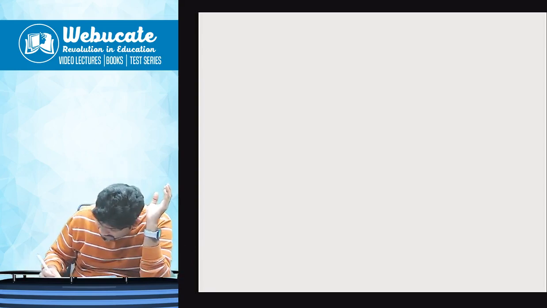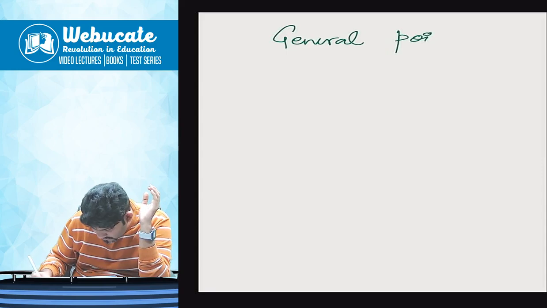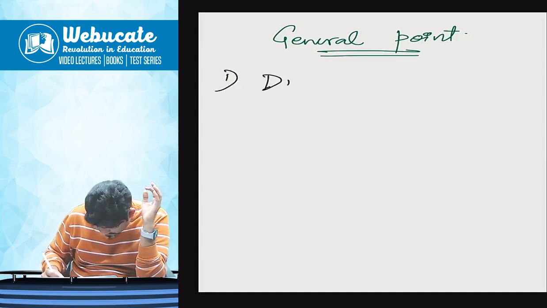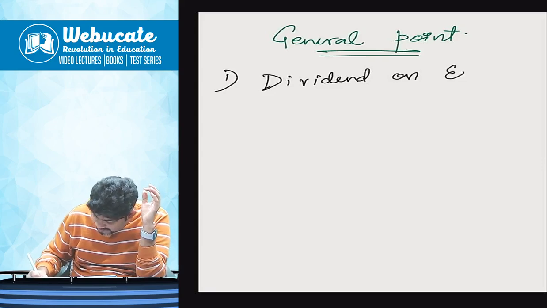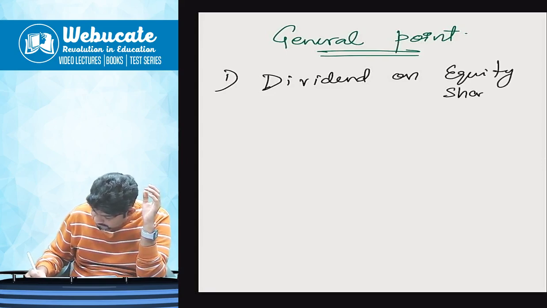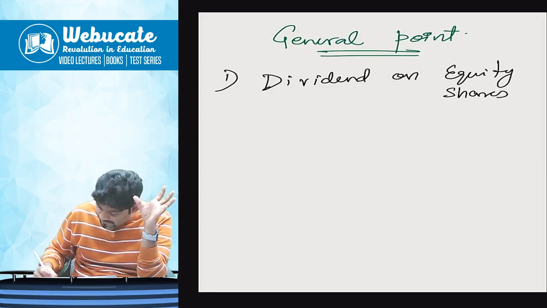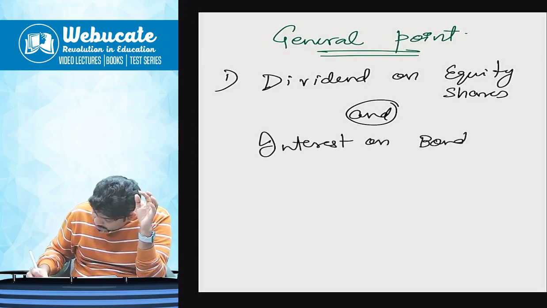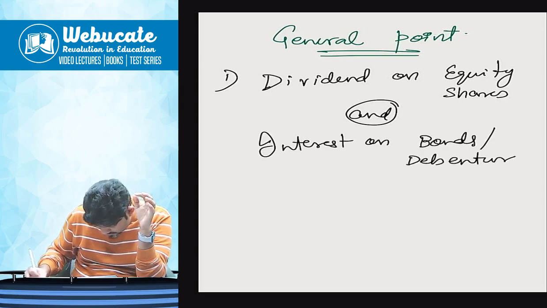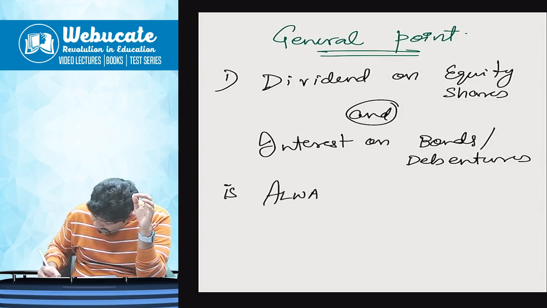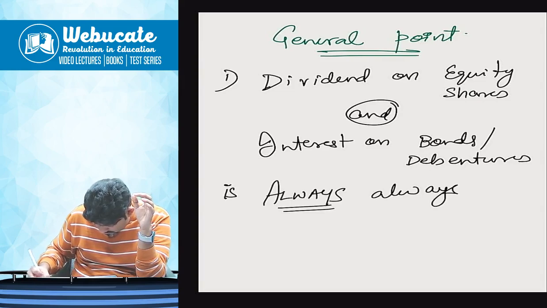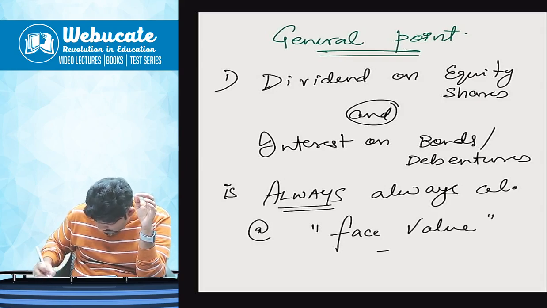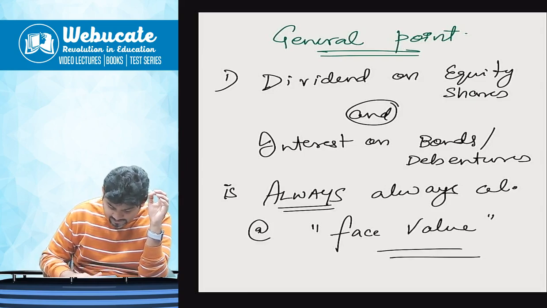Before that, a general point which I want to make clear is this. First, dividend on equity shares, throughout the subject, you have to keep this in mind. Dividend on equity shares and interest on bonds or debentures is always, always calculated at face value. I'm sure you know this, but it's better if you write it down. Please write it down. Guys, come on.